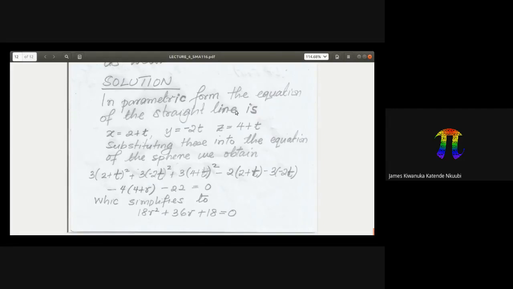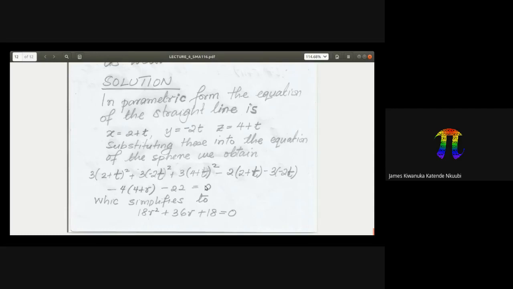Here you have, in parametric form, the equation of a straight line. To find the point of intersection, you need to substitute this parametric form into the equation of the sphere. Simply, where there's x, you put 2 plus t. Where there's y, you put negative 2t. Where there is z, you put 4 plus t, which is what we do here. And again, you will have some work to do to simplify.